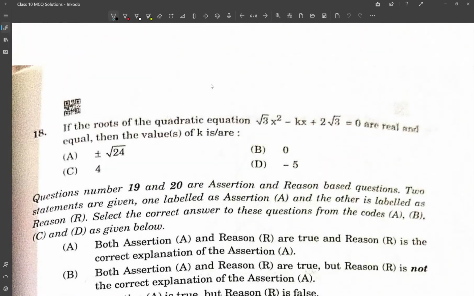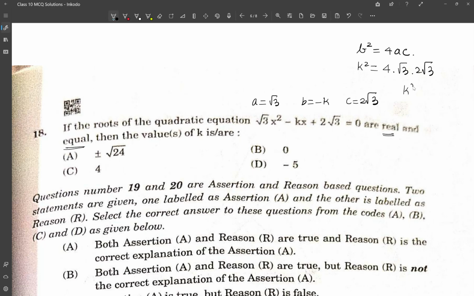If the roots of the quadratic equation are real and equal, so if you come across this real and equal roots, what you have to do is b square is equal to 4ac, or b square minus 4ac is equal to 0. What is b, what is a here? So a is root 3, b is minus k, and c is 2 root 3. So b square is k square, that is equal to 4 times root 3 times 2 root 3.